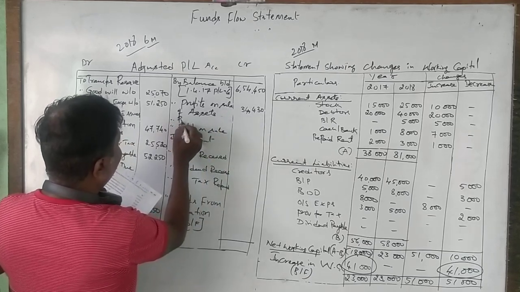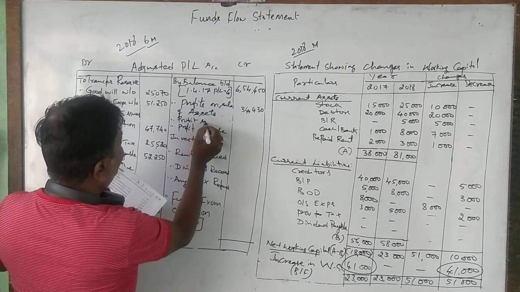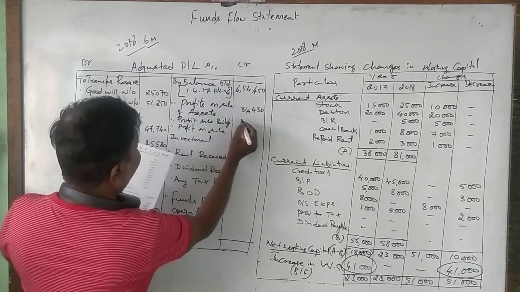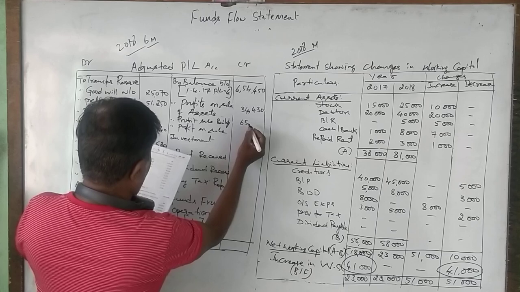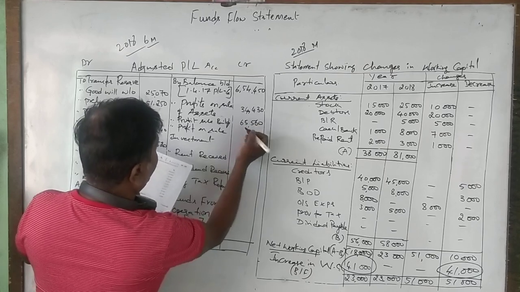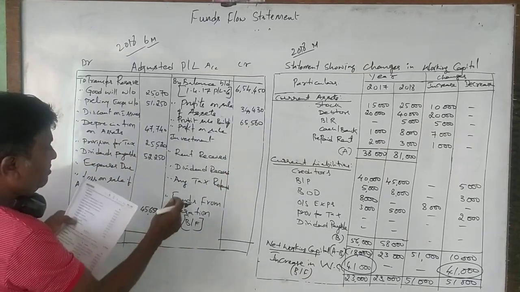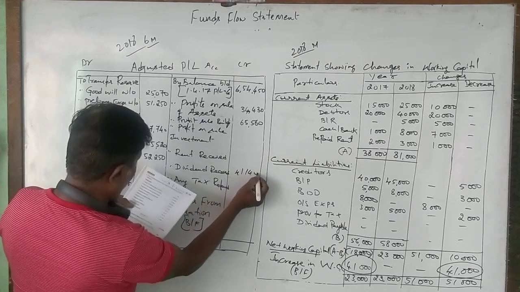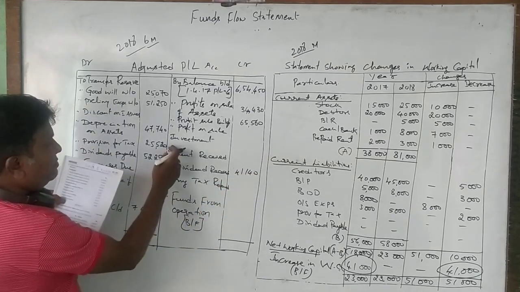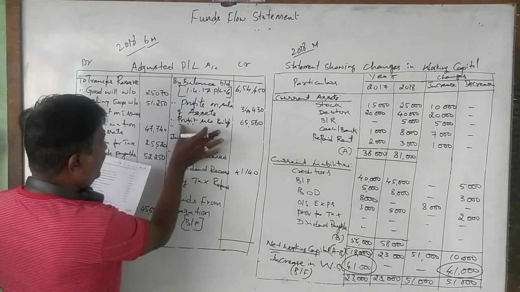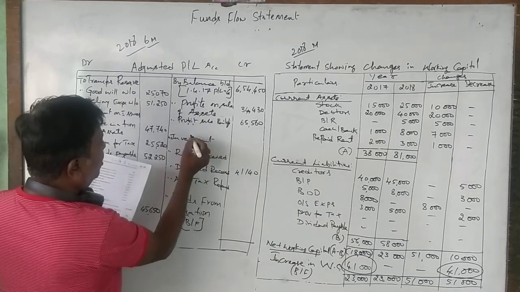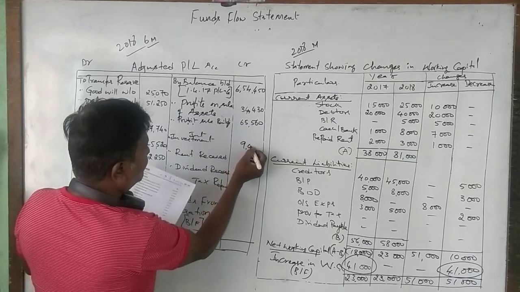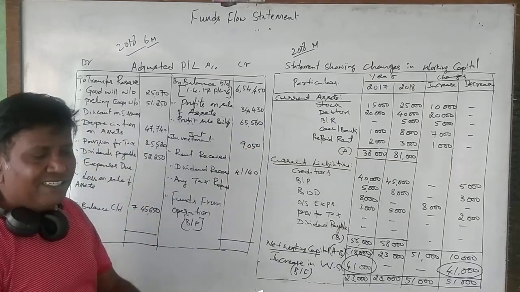Profit on sale of building is 65,560. Dividend received is 41,140. Interest on investment, it may be profit on sale of investment or interest on investment, we write it here, is 9,050. That's all the points given.